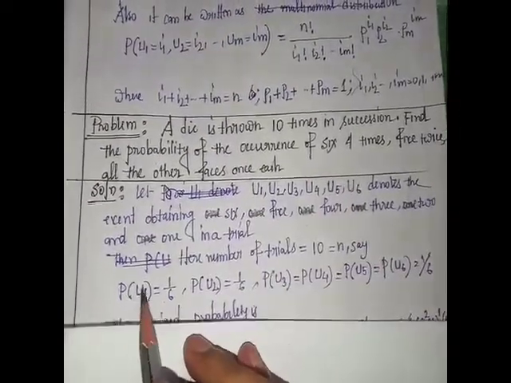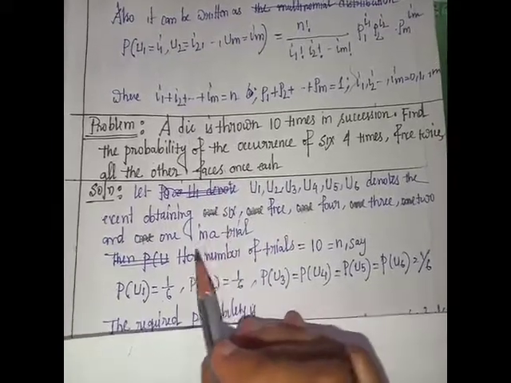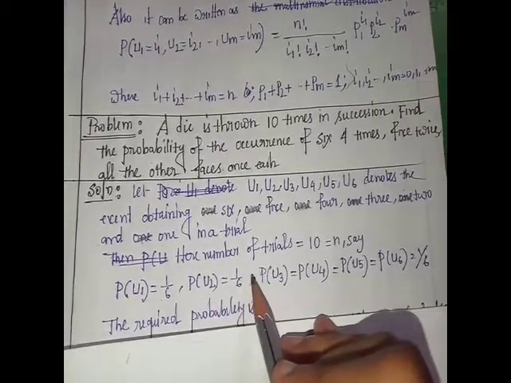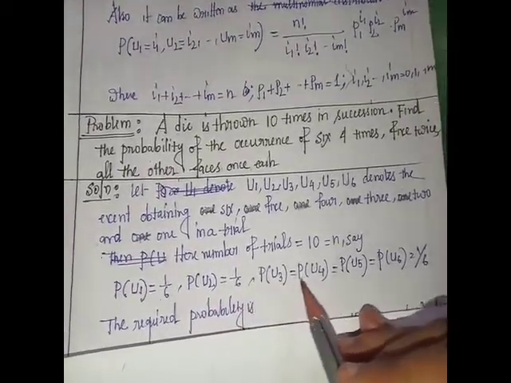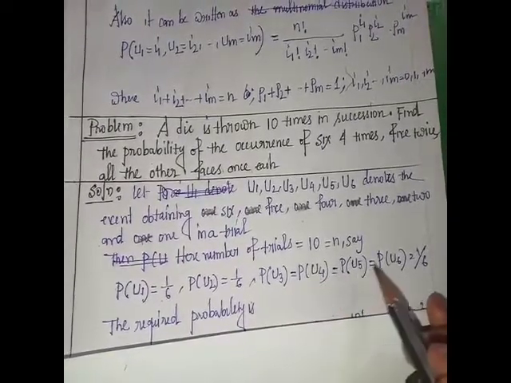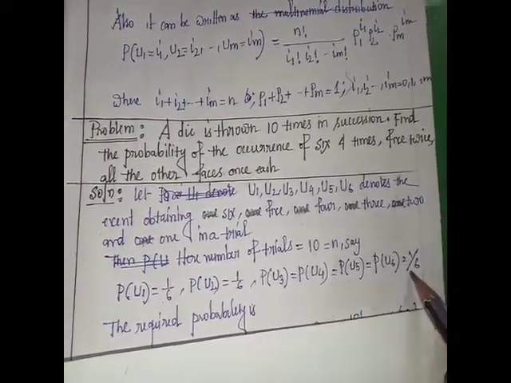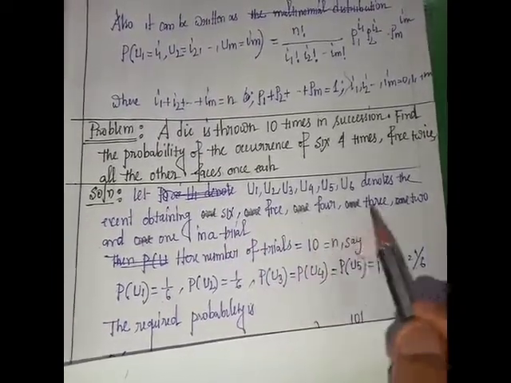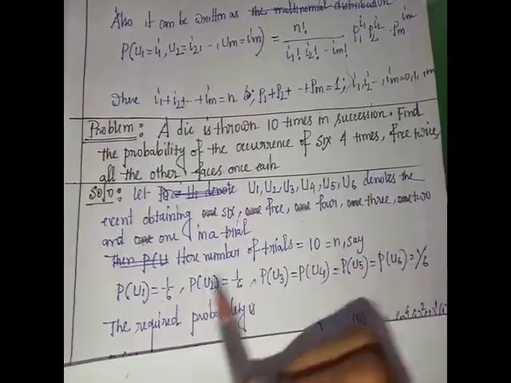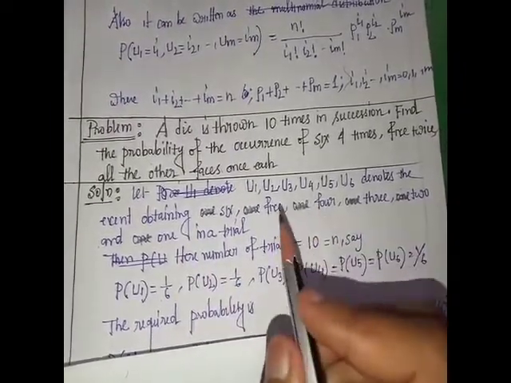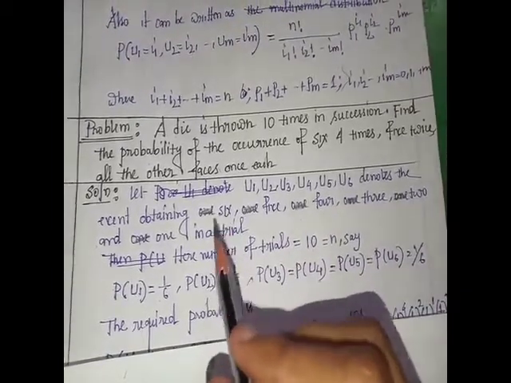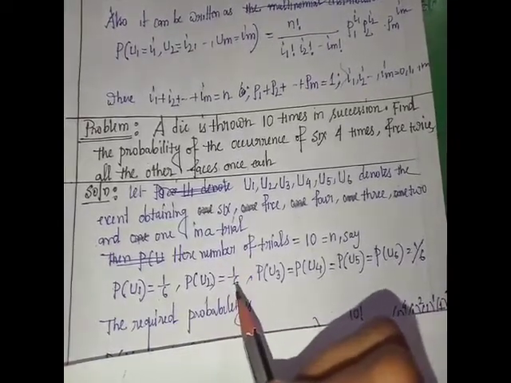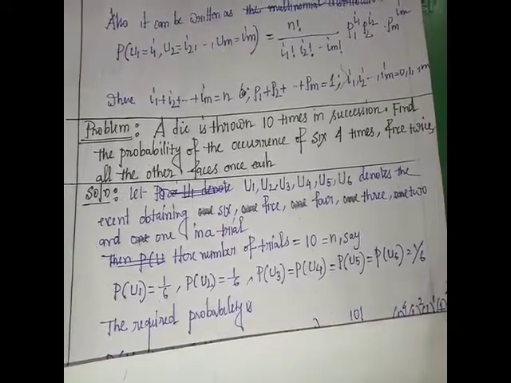The probability of u1, obtaining 6 in a trial, equals 1 by 6. The probability of u2 is also 1 by 6, and likewise the probabilities of u3, u4, u5, and u6 are each 1 by 6. The sample space contains 6 points, and obtaining each number in one trial has probability 1 by 6.